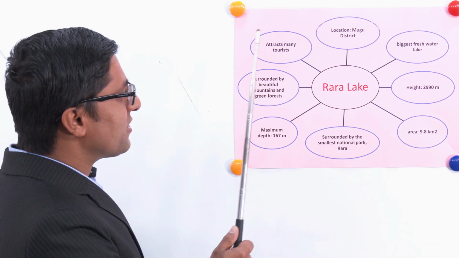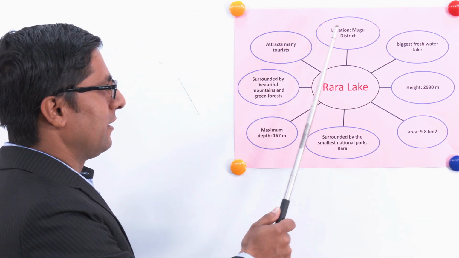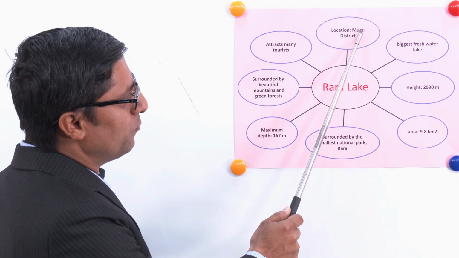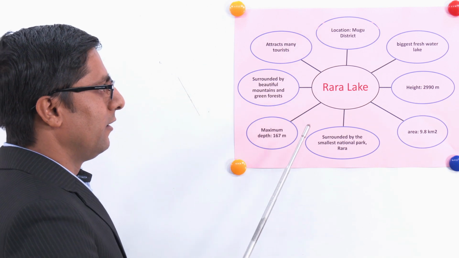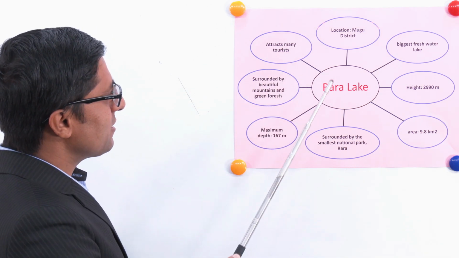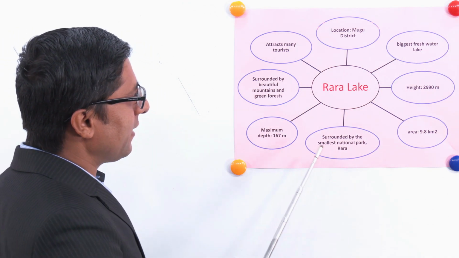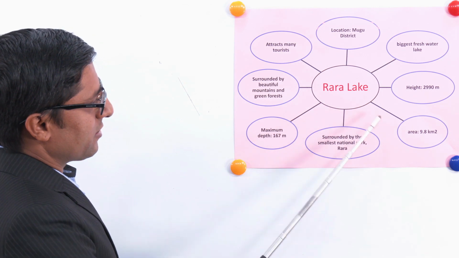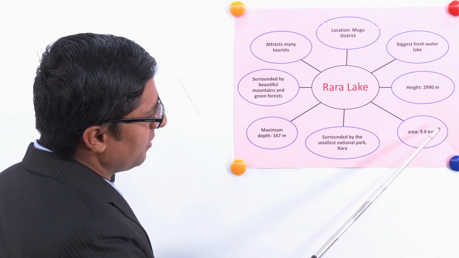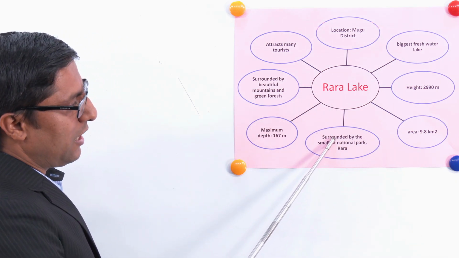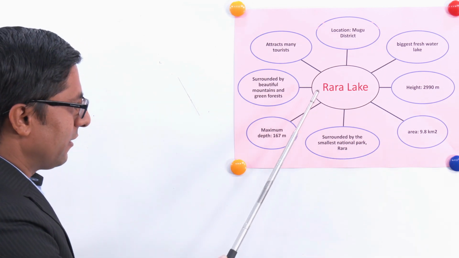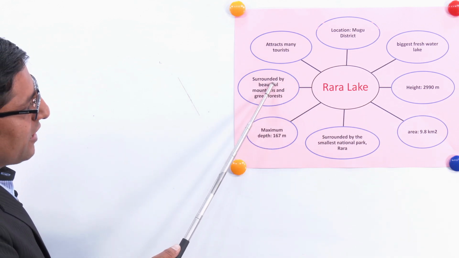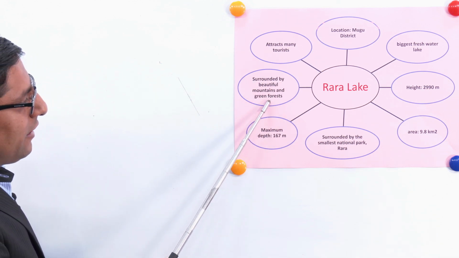So, there is information given about Rara Lake. Here you can see different information about Rara Lake. See there, its location, Mugu district. Let us look at the next. Attracts many tourists. If we look at this one, it is the biggest freshwater lake. Similarly, the next one is its height, 2990 meter. Similarly, you can see its area, 9.8 square kilometer. Next, surrounded by the smallest national park, Rara. Next, maximum depth 167 meter. Next, surrounded by beautiful mountains and green forests.